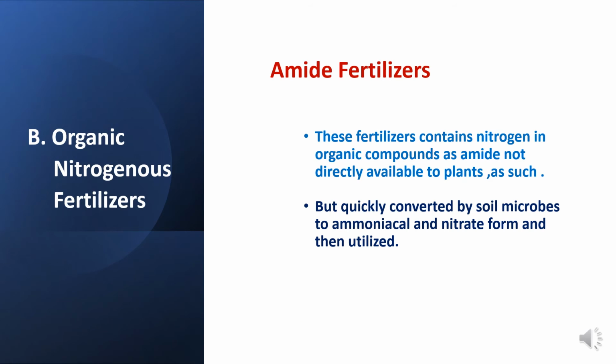Second type of nitrogenous fertilizers are organic nitrogenous fertilizers. These are also known as amide fertilizers. The fertilizers in amide form are not directly available to the plants. These are immediately converted by soil microbes to ammoniacal form and nitrate form, then it is available to the plants.